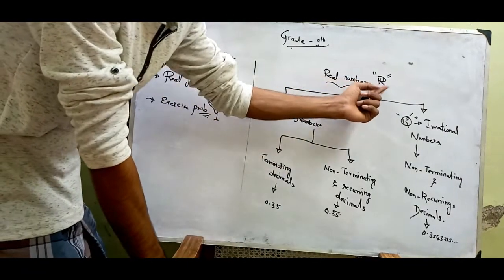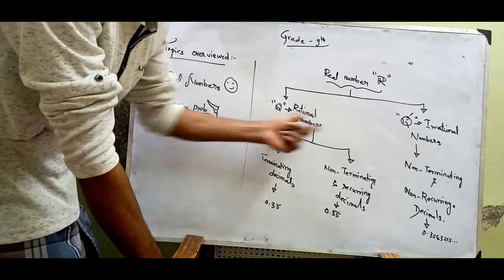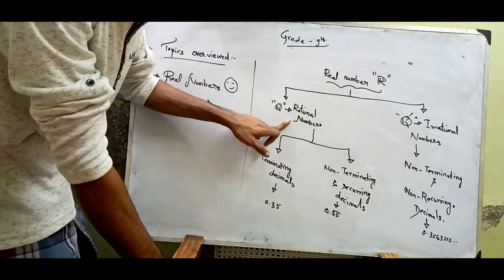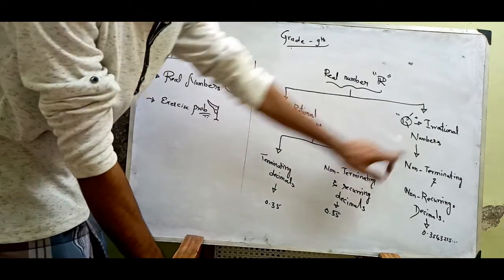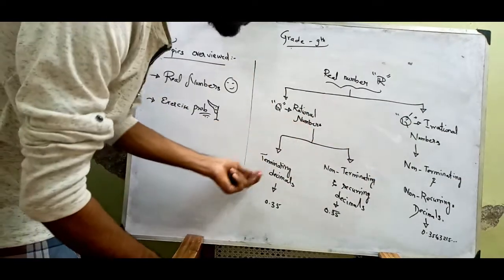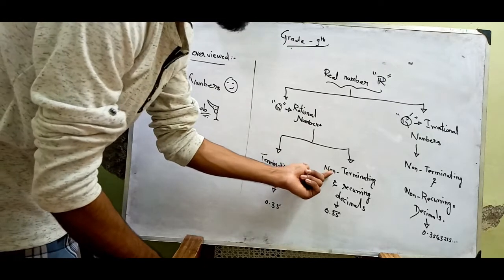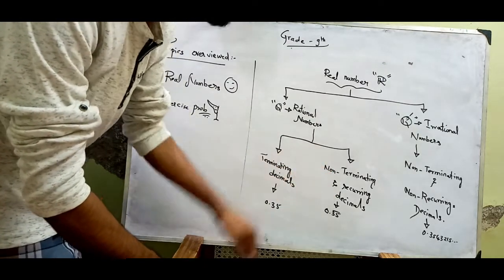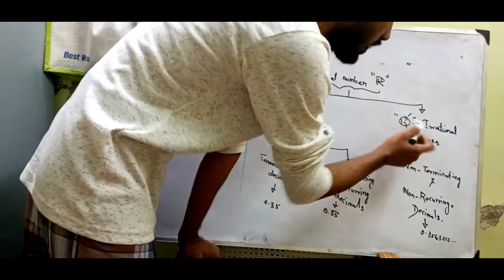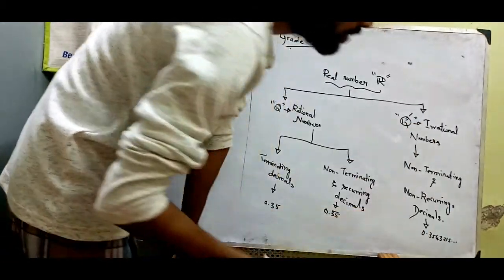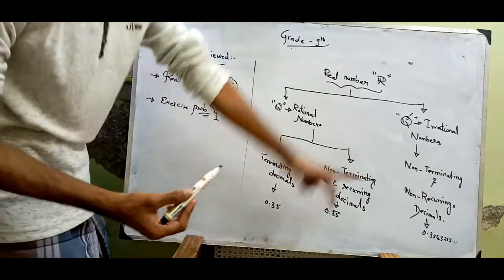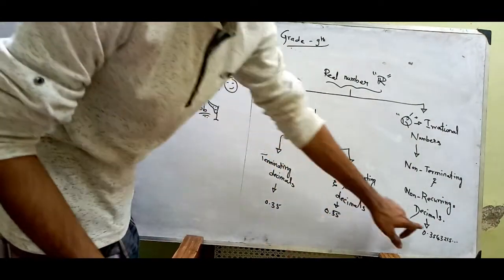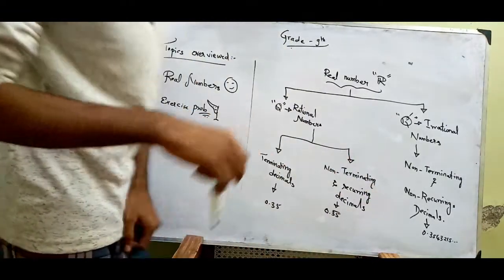Real numbers are denoted as capital R, and the rationals and irrationals are denoted as Q and Q dash respectively, because real numbers consist of all the rationals and all the irrationals. In rational numbers we have two kinds of decimals: terminating decimals, and non-terminating plus recurring decimals. In irrationals, the decimals are both non-terminating and non-recurring. Here are examples for terminating, non-terminating but recurring, and non-terminating as well as non-recurring.